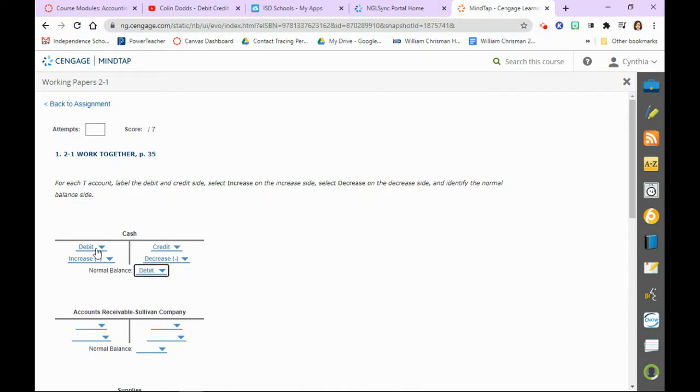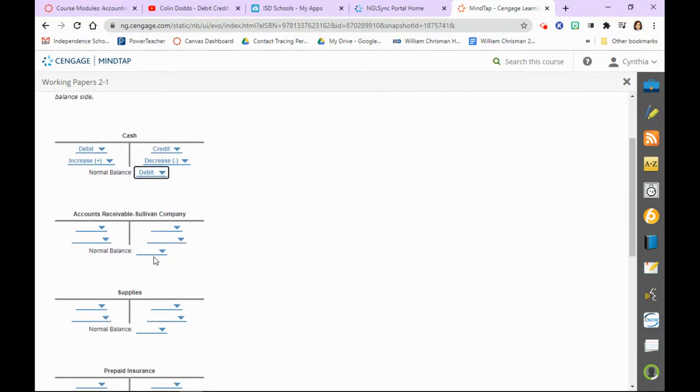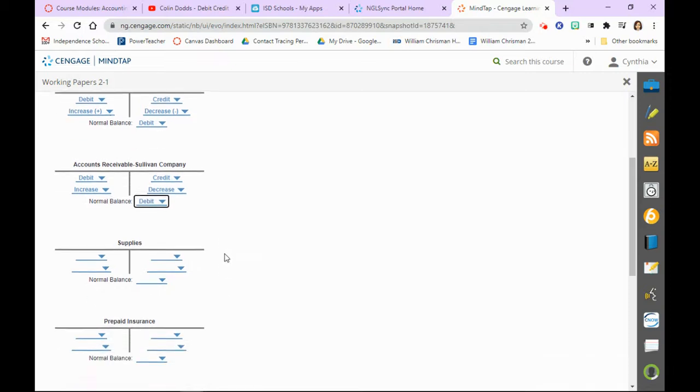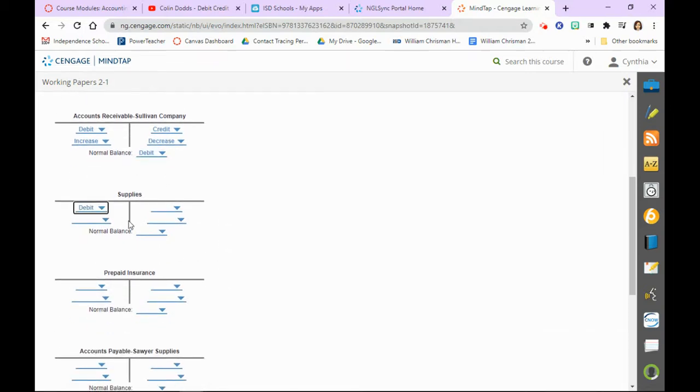So debit is always left, credit's always right. These determine which side of the accounting equation that account falls on. So let's go down to accounts receivable. Accounts receivable is also an asset. So debit left, credit right. Assets increase on the debit side, decrease on the credit side, and they have a normal debit balance. Supplies is the same as the previous two.